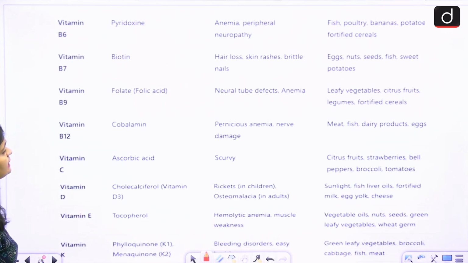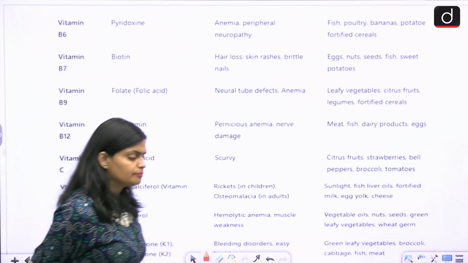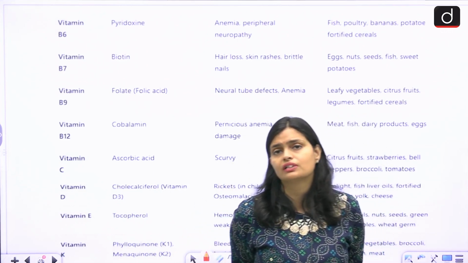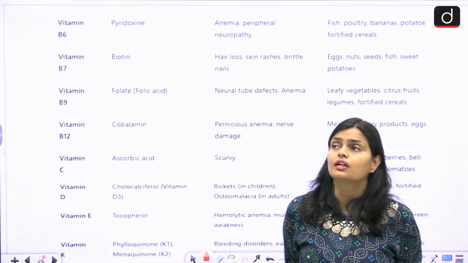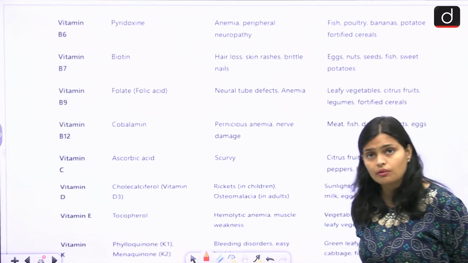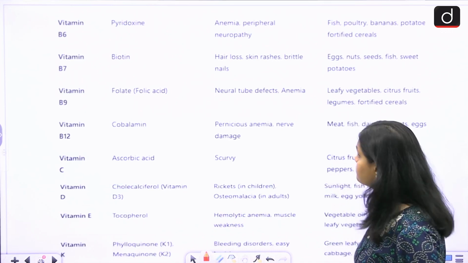Then we have B6, which is called pyridoxine, and the disease caused is anemia and peripheral neuropathy. So you can also get brain related, nervous system related disease, and also anemia. Anemia is the deficiency of hemoglobin in your RBC. That is anemia.